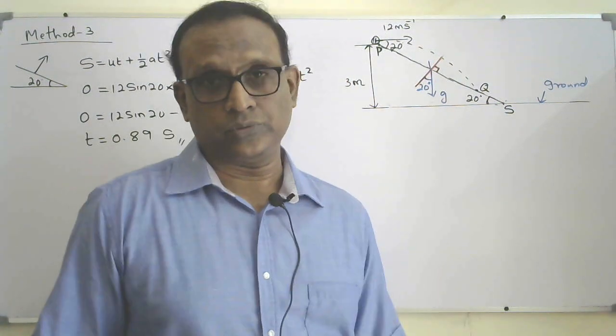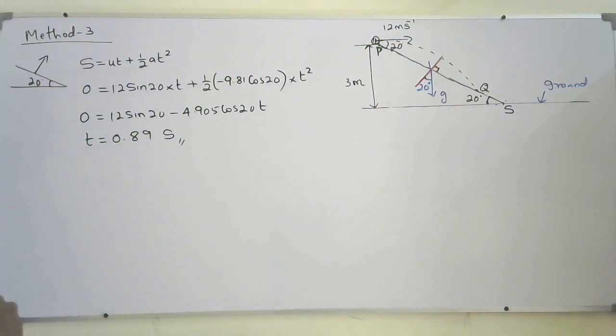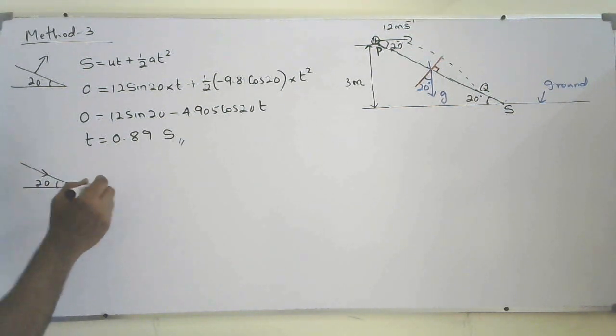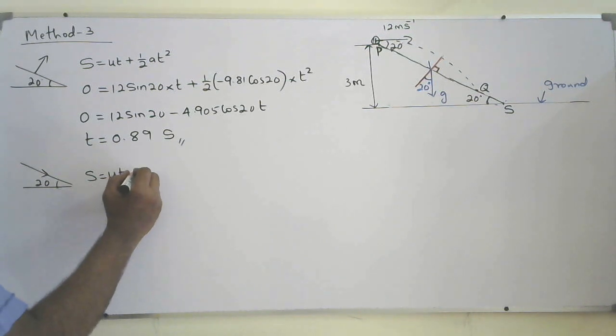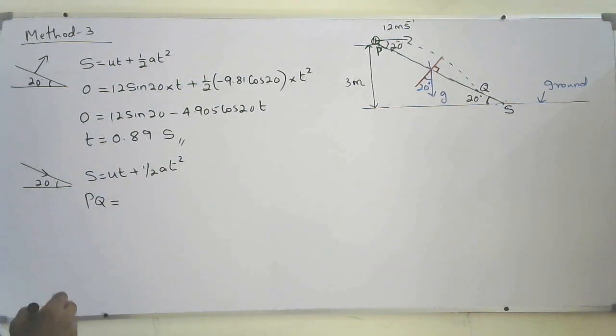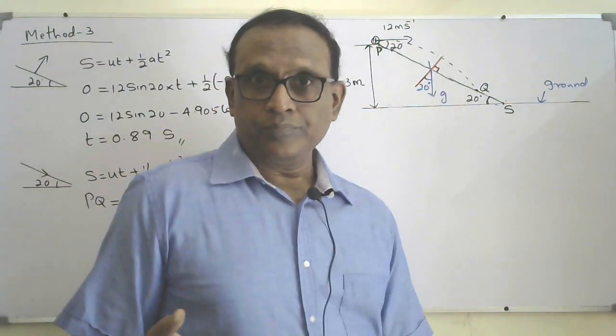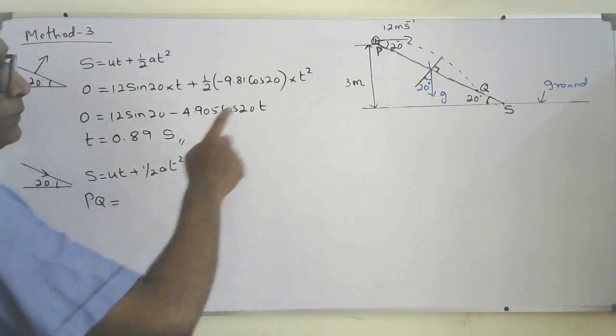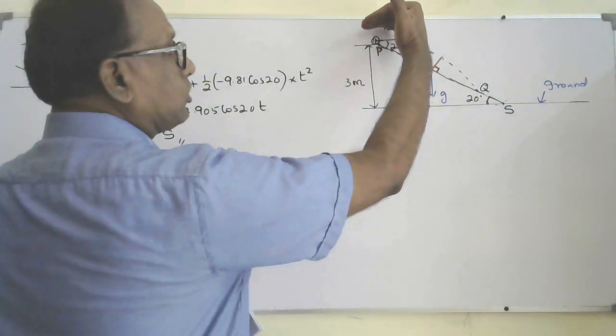We don't know the length PQ. We will find the length PQ. So for that, I'm going to use along the slope down at 20 degrees. Along the slope down, I'm going to use s = ut + half at squared, that is PQ. Along the slope down, the length it's moving is PQ. So I need the initial velocity along the slope down, that is 12 cos 20.